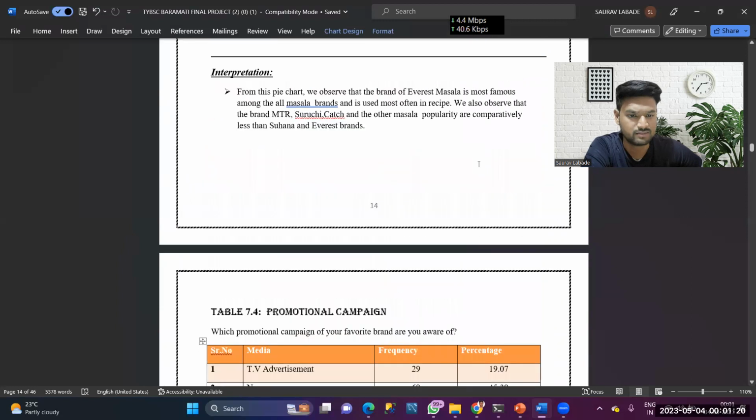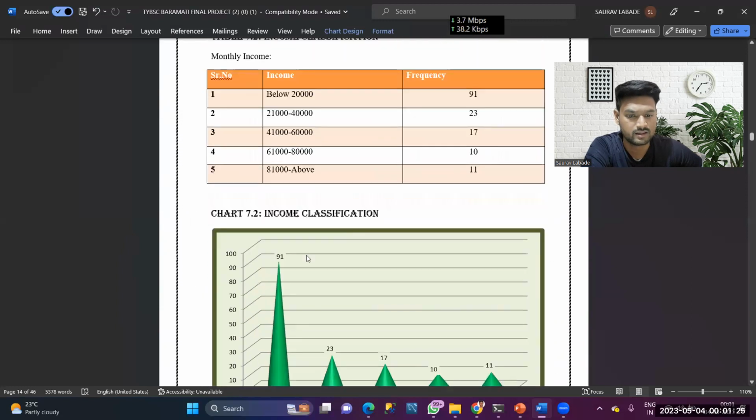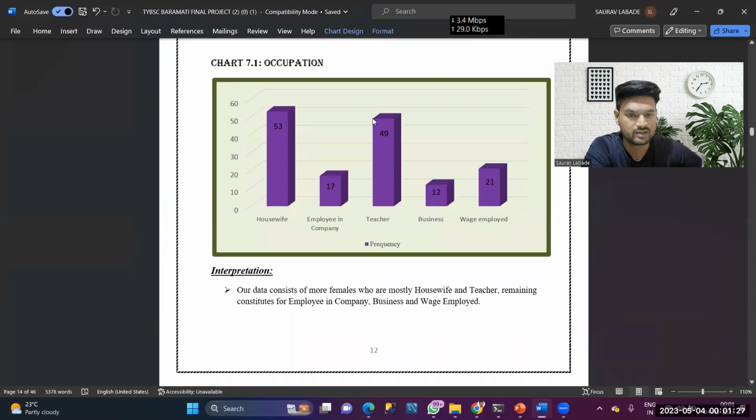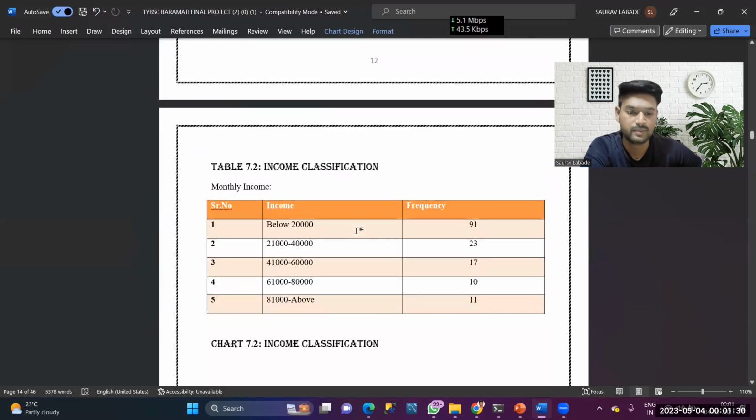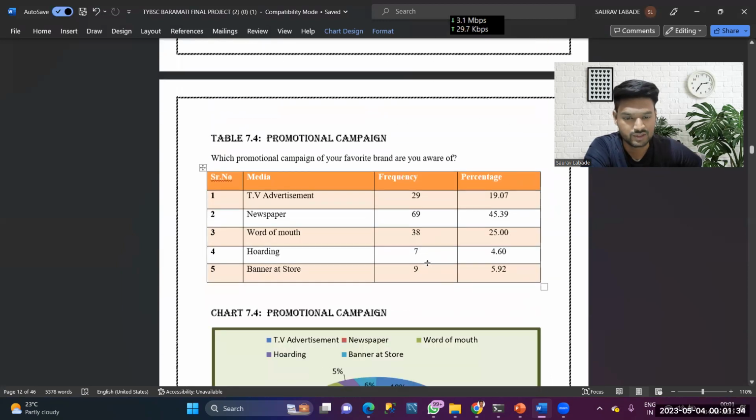Here I used the pie chart. Here also a pie chart is there. Here different types of charts are there. You can use the histogram, and again a line chart is there. So these are some graphical tools you can use.